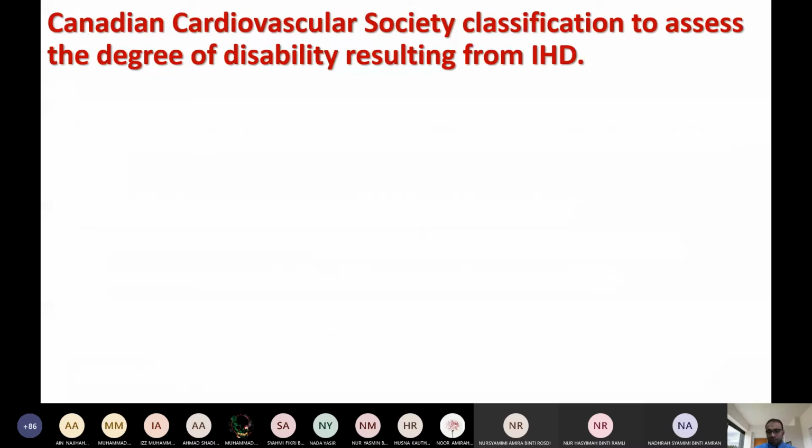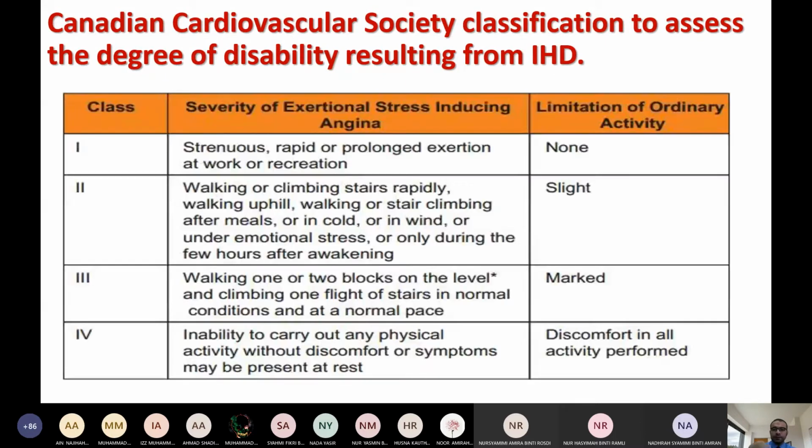So it is good just to know for our knowledge that many cardiovascular societies have classified the severity of the presentation of ischemic heart disease according to the limitation imposed on a particular individual. So the severity of the pain you can see from class 1 to class 4. Class 1 starts with just rapid or prolonged exertion that provokes the angina, and the limitation is actually none.